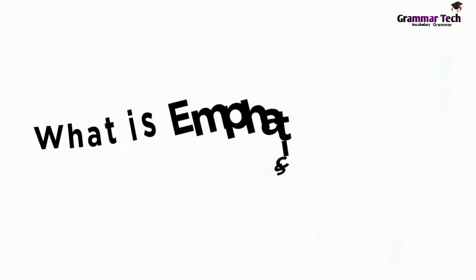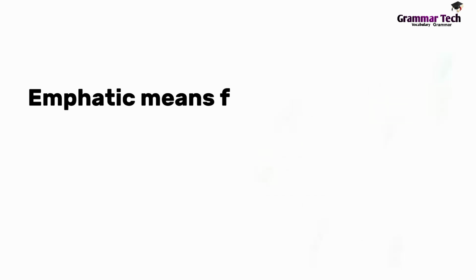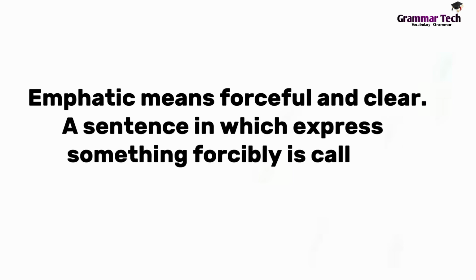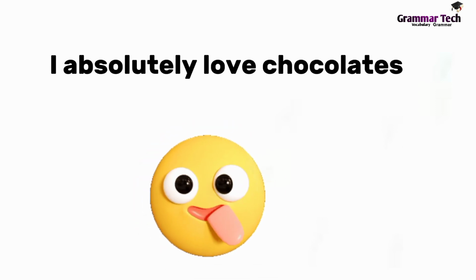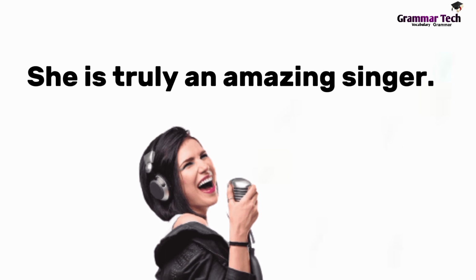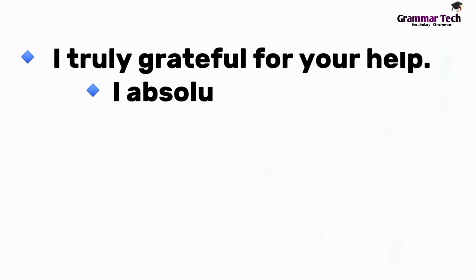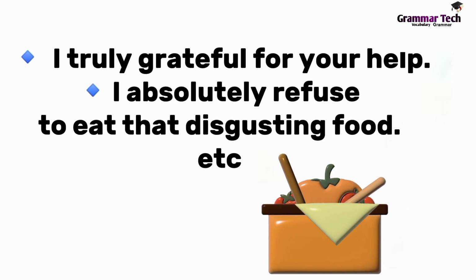What is emphatic sentence? Emphatic means forceful and clear, a sentence in which express something forcibly is called emphatic sentence. For example, I absolutely love chocolates. She is truly an amazing singer. I'm truly grateful for your help. I absolutely refuse to eat that disgusting food, etc.